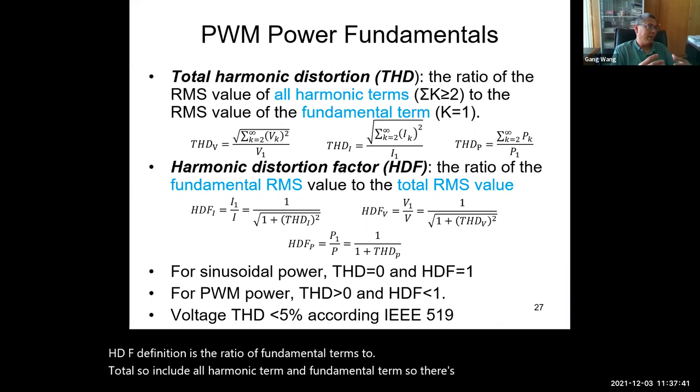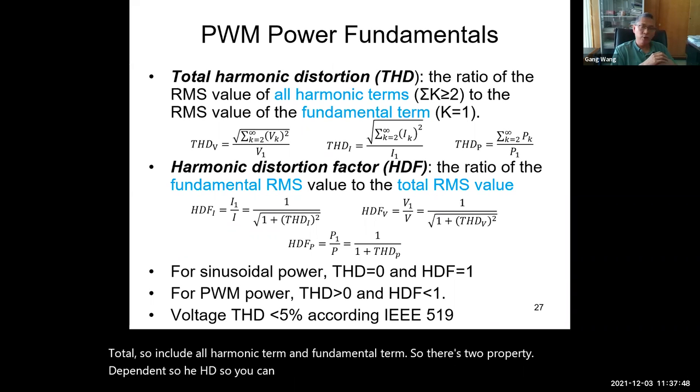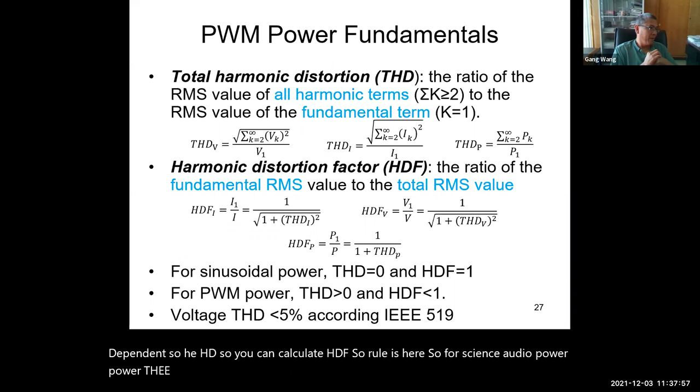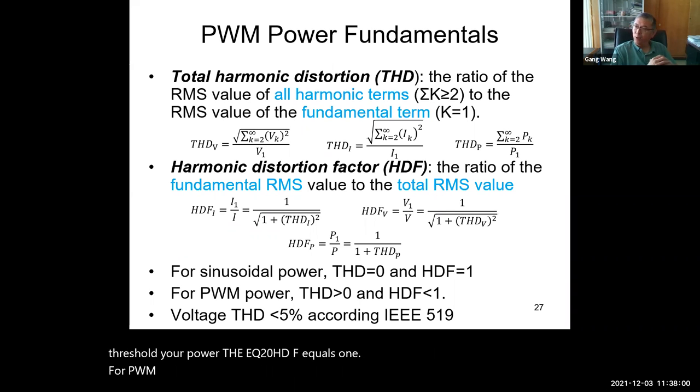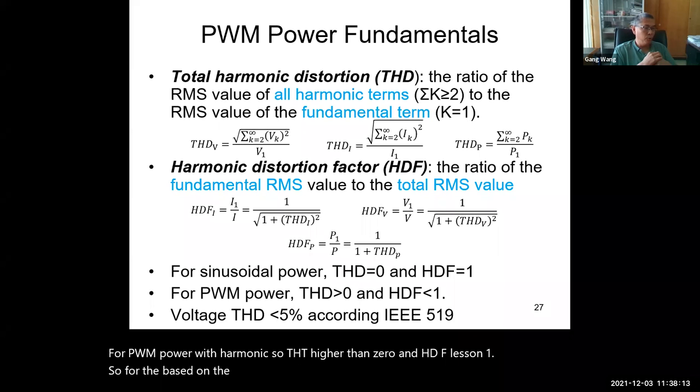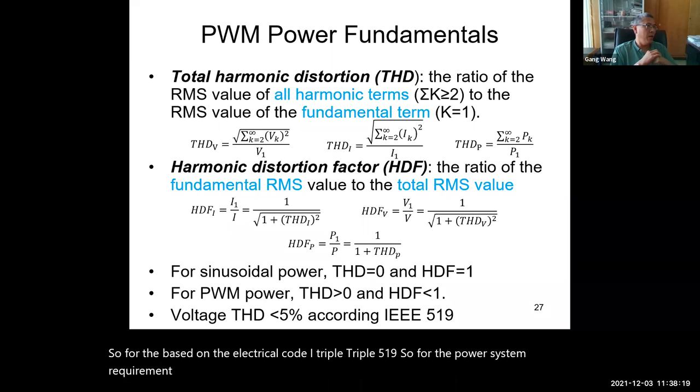These two properties are dependent. If you know THD, you can calculate HDF. The rule is: for sinusoidal power, THD equals zero and HDF equals one. For PWM power with harmonics, THD is higher than zero and HDF is less than one. Based on the electrical code IEEE 519, the power system requirement for THD is that it should be less than 5%. Otherwise, your electrical devices have trouble.